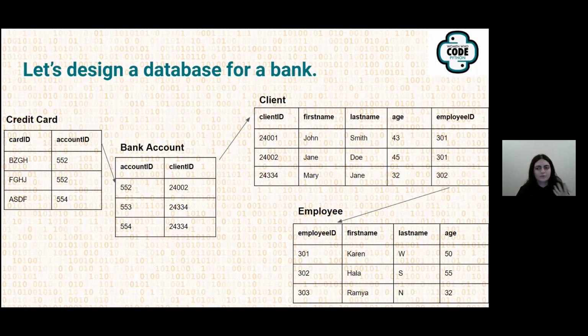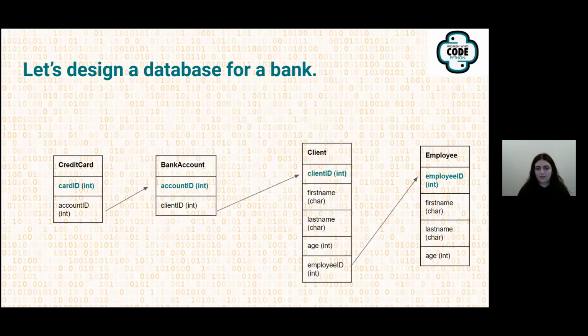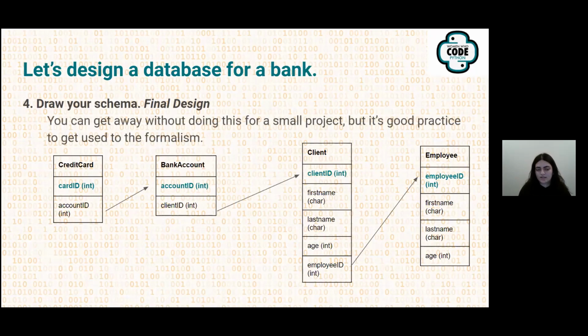And now we only have 4 objects. Think of a larger organization, which would have many more. And this is our final schema. This is our final design, 4 different objects. Each object has a bunch of attributes, and the attributes have foreign keys and primary keys.